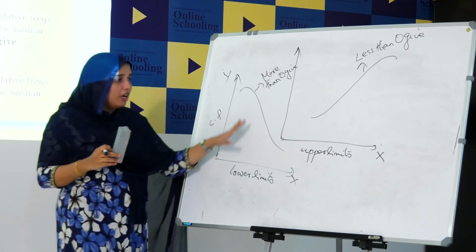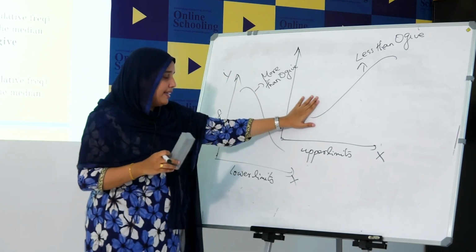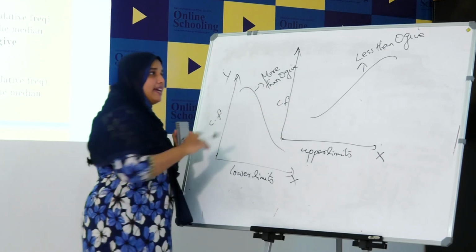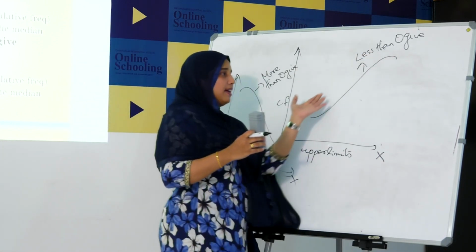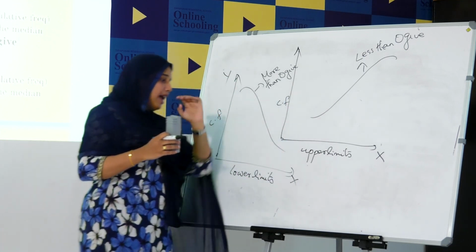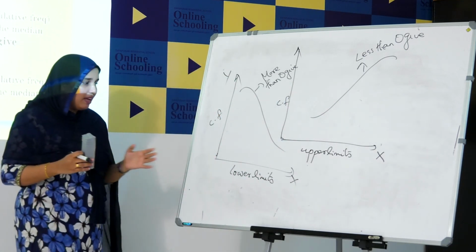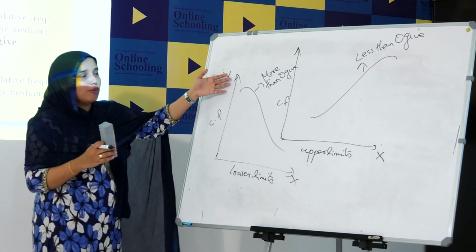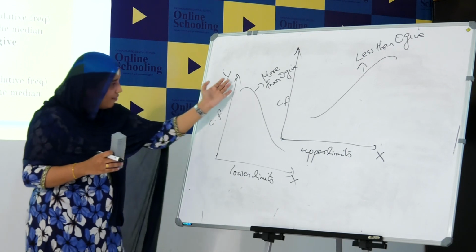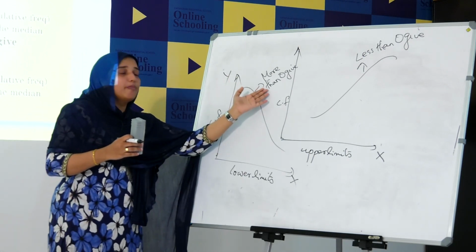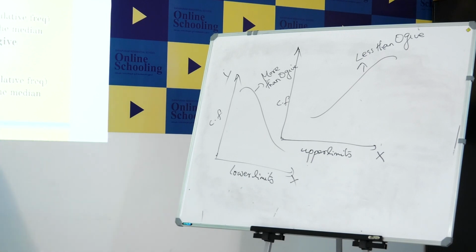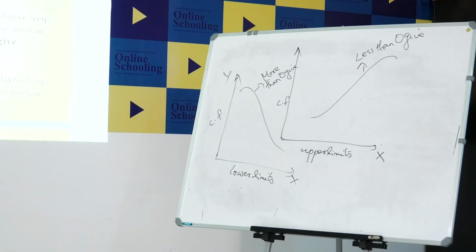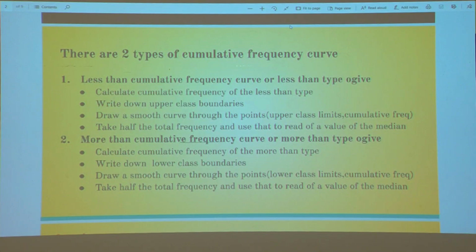So, in the case of less than type ogive, taking upper limits on x-axis and the corresponding cumulative frequency on y-axis, we get a graph like this. This graph is called less than ogive. And in the case of more than type ogive, we take lower limits on x-axis and the corresponding cumulative frequency of more than type on y-axis, and we get a graph like this. This graph is called more than ogive. And we can obtain the median from both these graphs.